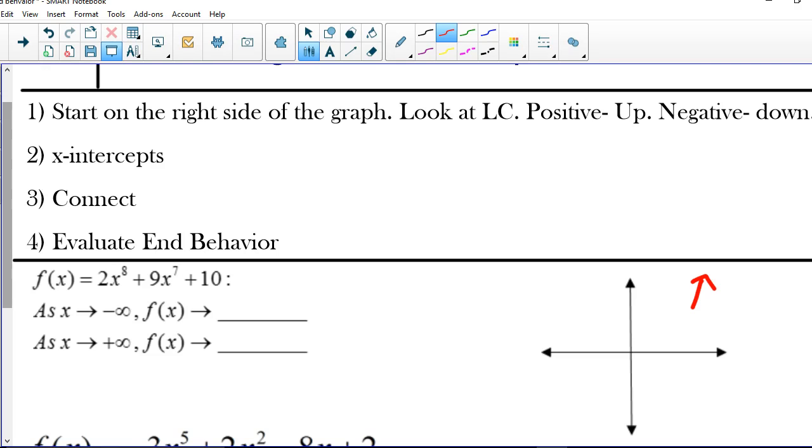Your x-intercepts. Number 2. How many x-intercepts am I going to have? I'm going to have 8 x-intercepts. 1, 2, 3, 4, 5, 6, 7, 8. Eight possible. Yes, 8 possible. But right now we're just determining a possible graph. It's not an exact graph. By the end, we'll get to an actual graph. Now we just plot them wherever.